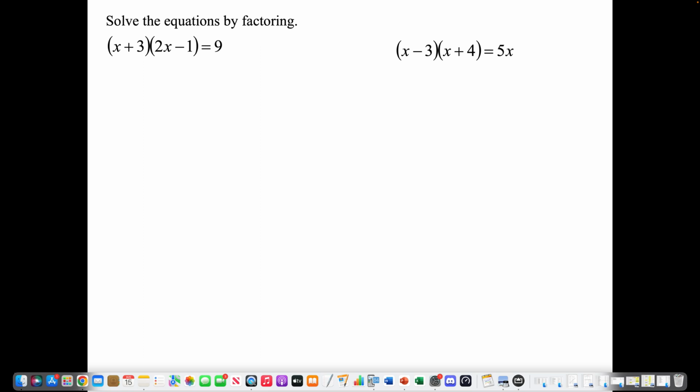You're going to have to FOIL out the left side. Make sure you're doing your work. And then subtract the 9 over and then refactor it. I know it's a pain. There's no other way around it. There's more work to do. So again, it might be a good idea to go ahead and check your work when you're done.